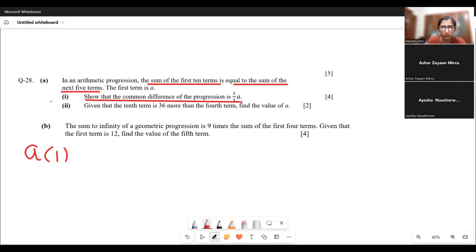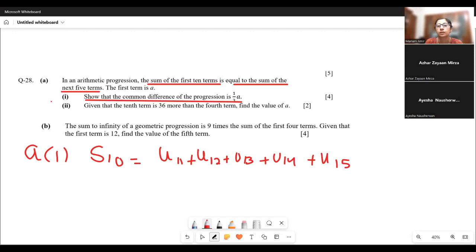That means Sn is equal to the sum of the next 5 terms. Next 5 terms का मतलब है 11th term plus 12th term plus 13 plus 14 plus 15 terms. So जो first 10 terms हैं उनका sum equal है sum 11, 12, 13, 14 और 15 term के sum के. ठीक है, ये समझ आई है बात?